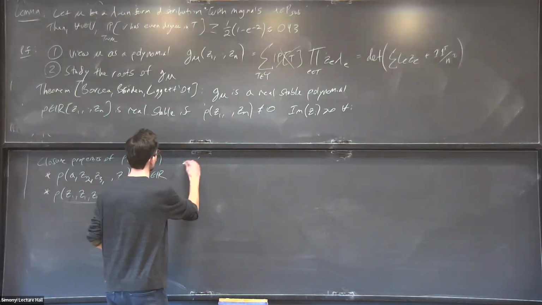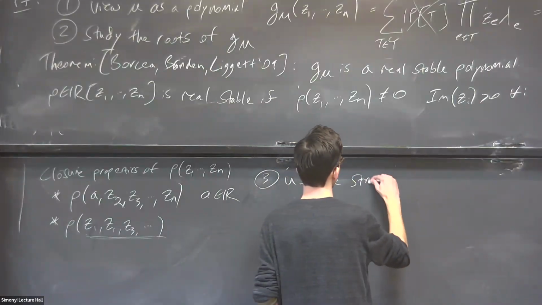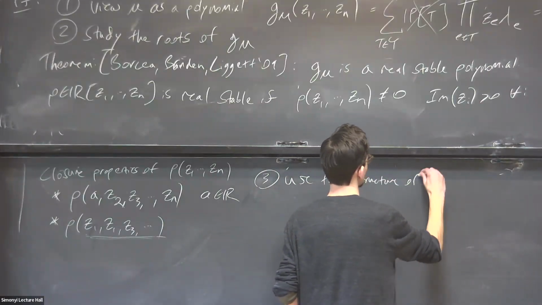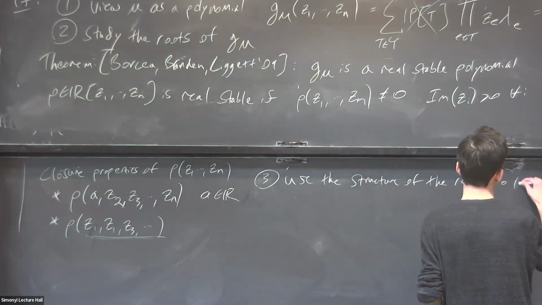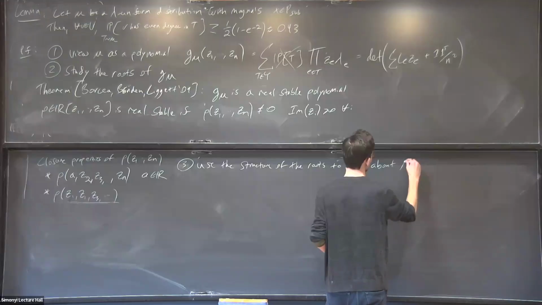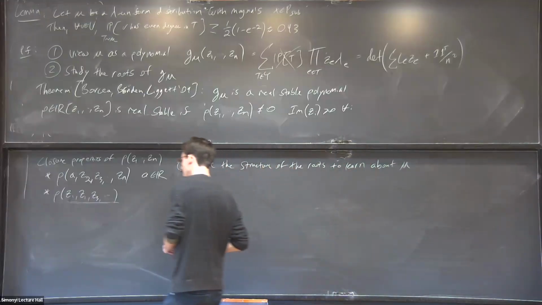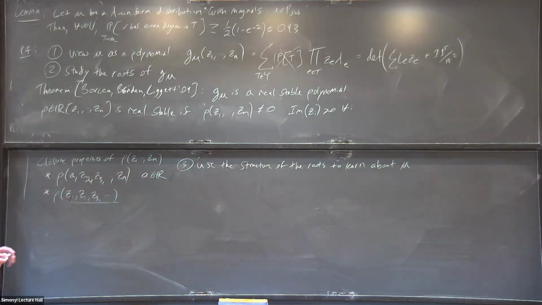The third ingredient is to use the structure of the roots to learn something about our distribution mu. Right? So let's try to start proving this parity.